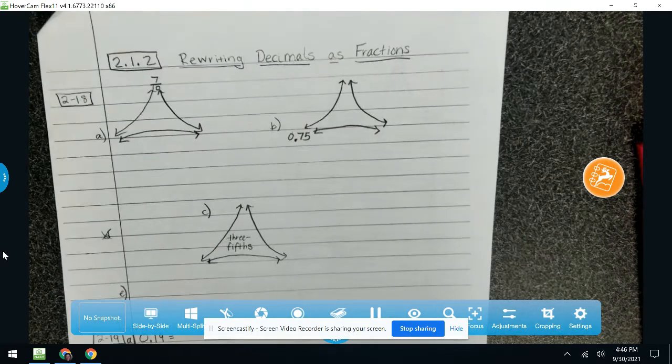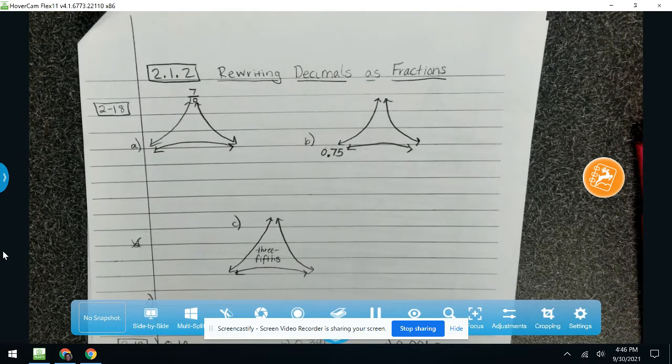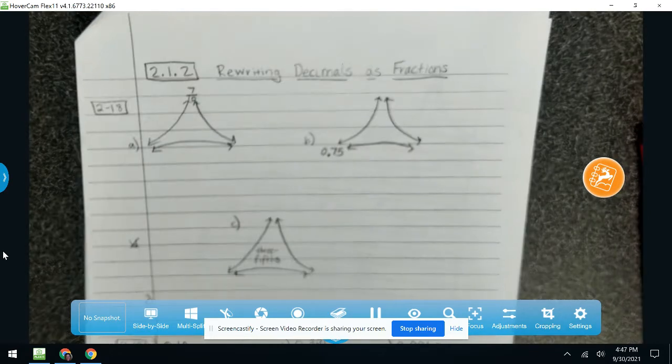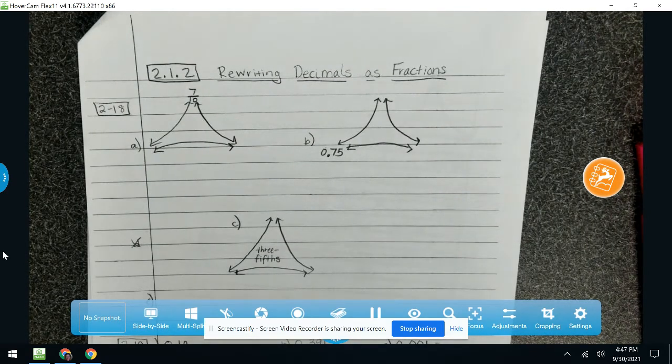This notebook will be due next week when we return from break, so please be prepared and plan your time accordingly. Look at the calendar in the Google Classroom to help.